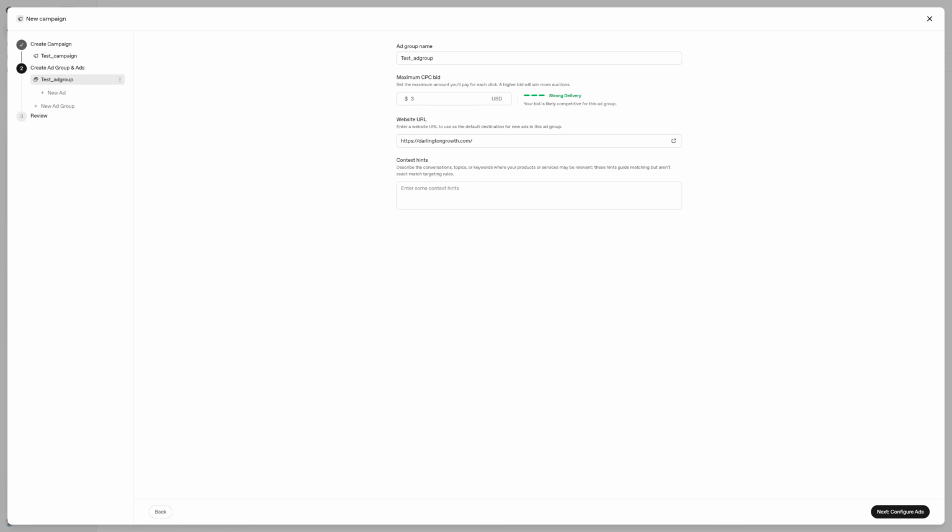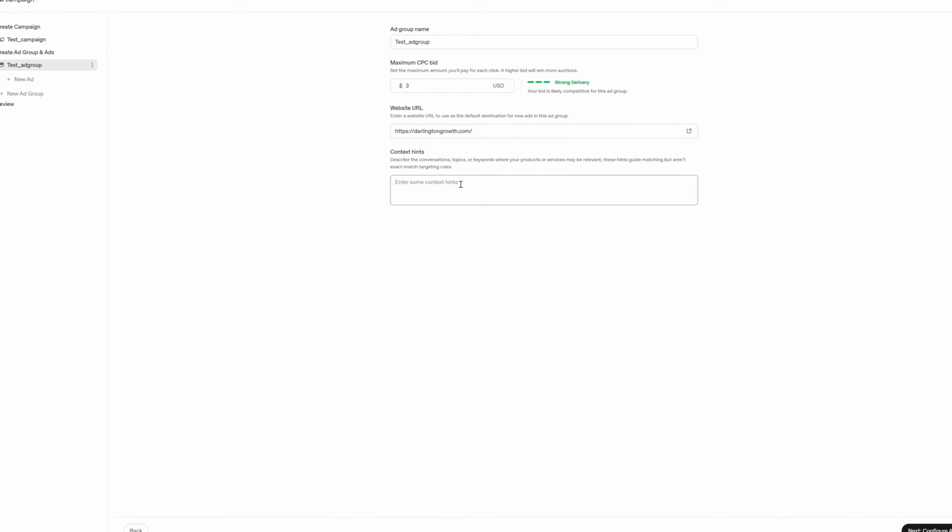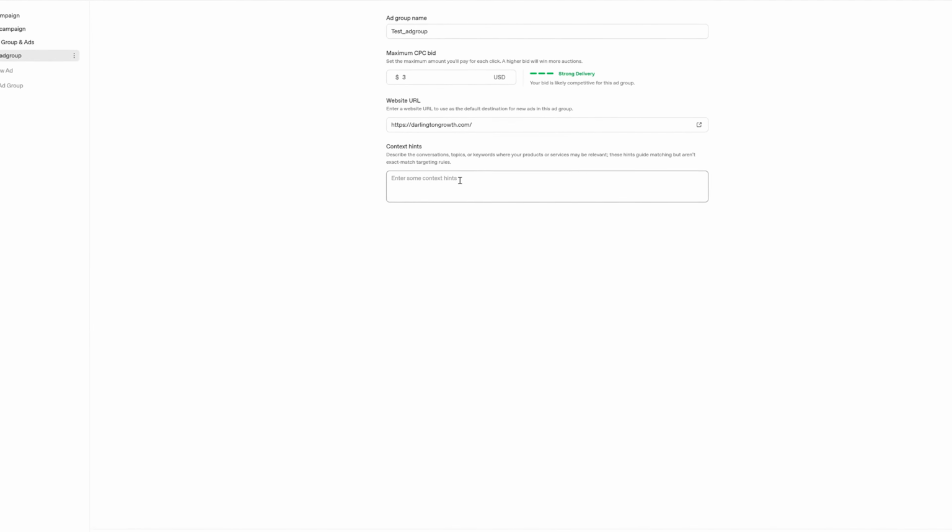Now, the interesting thing is the only form of targeting that they offer outside of geographic targeting is context hints. And I think context hints are going to be the most important concept in the entire platform. They're really the version of telling the system when your ad is going to be relevant. So these are our keyword targeting. This is our audience targeting, right? If you're coming from Meta.